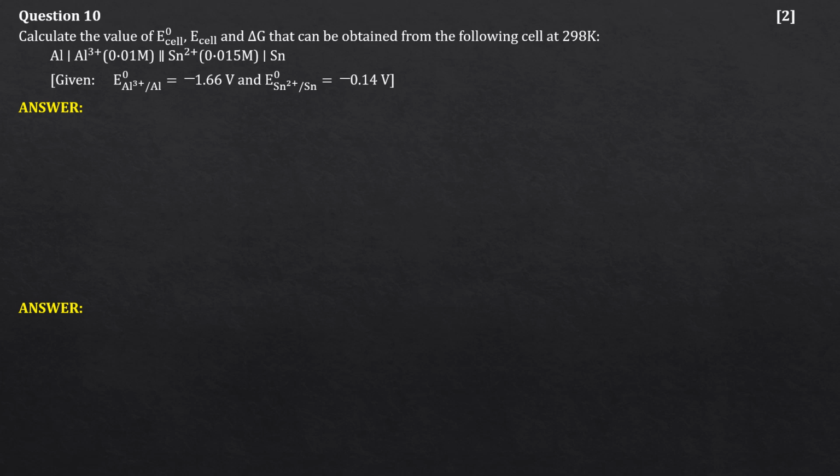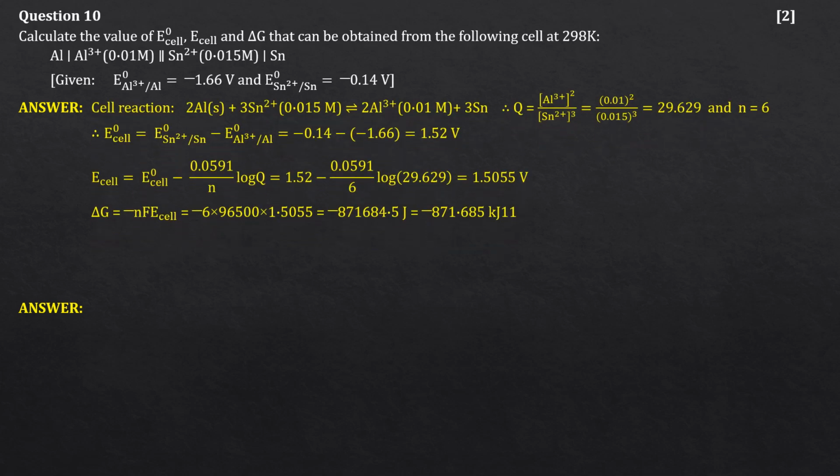Now the next question is a numerical, and it is related to the Nernst equation. I already said that in the Nernst equation you most often make a mistake in the value of R, whether to put it as 8.314 or 0.0821. You can avoid it by taking the value 0.0591, because when you write 0.0591, the correct value of R has been taken in the expression.